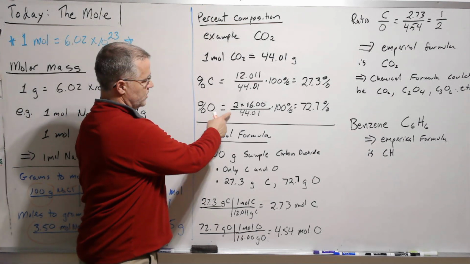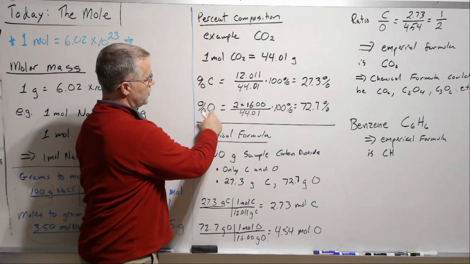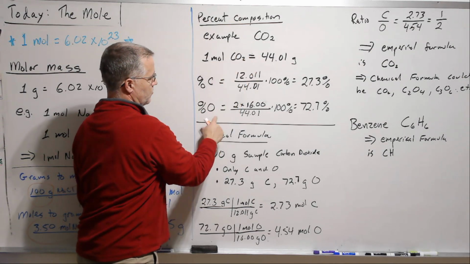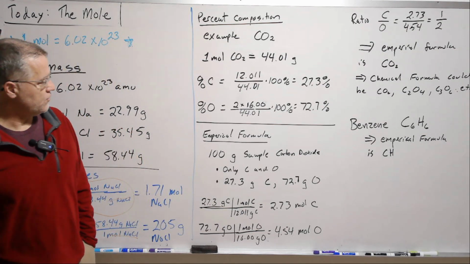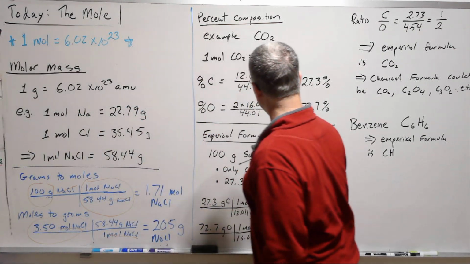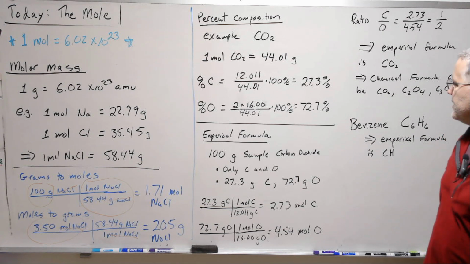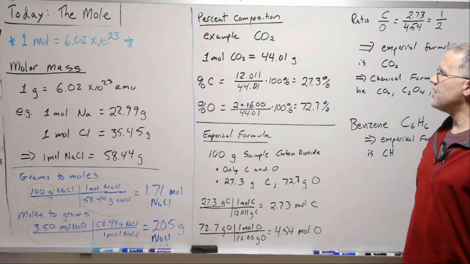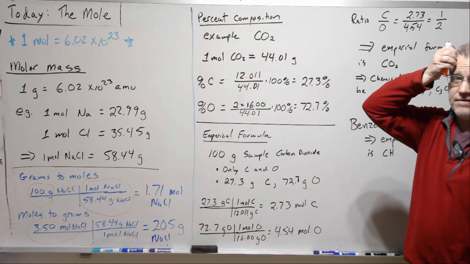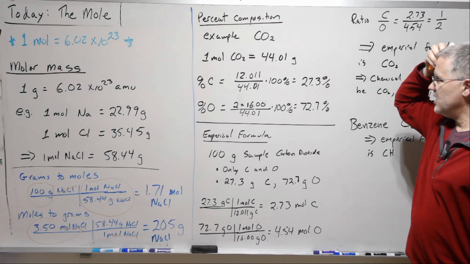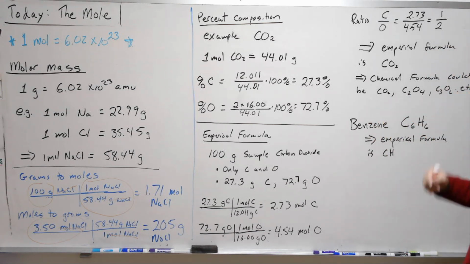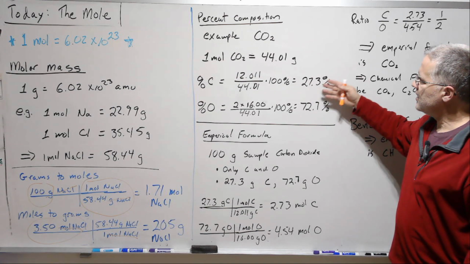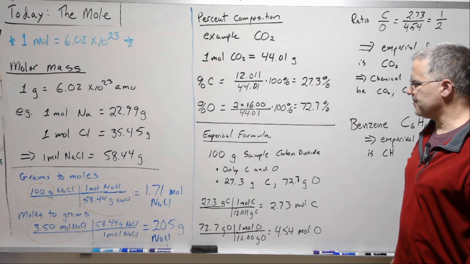Likewise, for oxygen, we have 2 oxygen atoms in this molecule. Each one is 16, times 2, so there's our 32 divided by 44 times 100%, and that's 72.7. So of the mass of any given sample of carbon dioxide, 27% is going to be carbon, and 73% is going to be oxygen. Okay? So these are determining the percent composition.